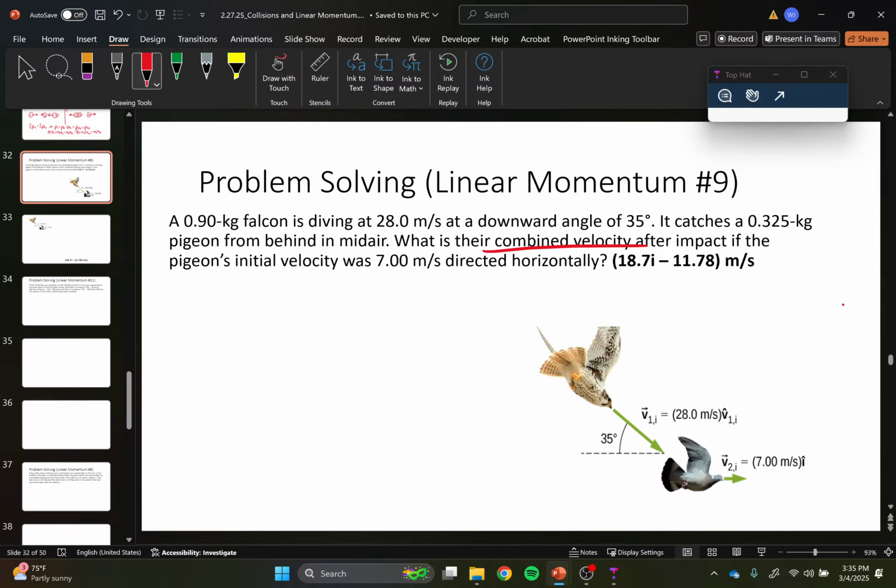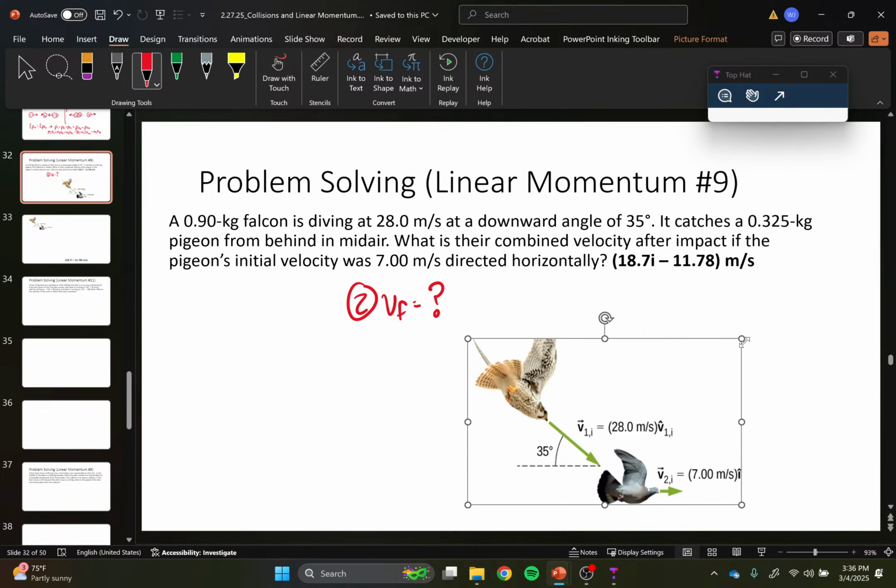We're solving for their combined velocity, which is at the end, which is final velocity. Good. It's good to have the goal in mind. If you don't know the goal, you'll never hit your target unless by pure chance, and that's not a good thing to bank on. All right, we already have a picture of the beginning. If you want, you can draw a picture of the end.